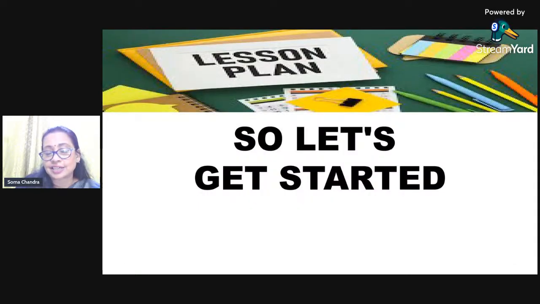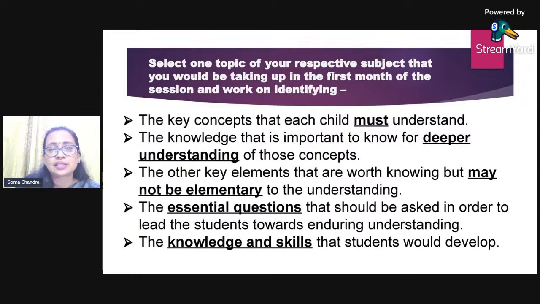So let's get started. Dear educators, select one topic of your respective subject that you'd be taking up in the first month of the session and work on identifying these key concepts. That's very, very important. The key concepts that each child must understand.